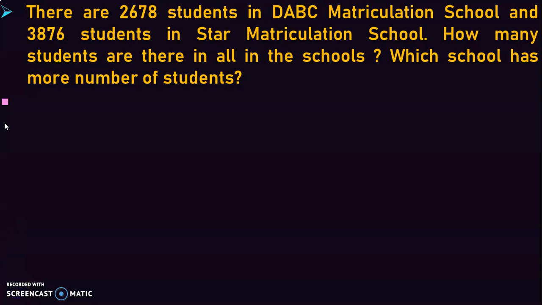First, let us identify the keywords in the given sum. Here, we have to find out how many students are there in all in the schools. So, in all is a keyword and in all represents addition, which means you have to find out the total. And the next keyword is which school has more number of students. So more is another keyword for which you will be doing comparison. Let us do step by step.